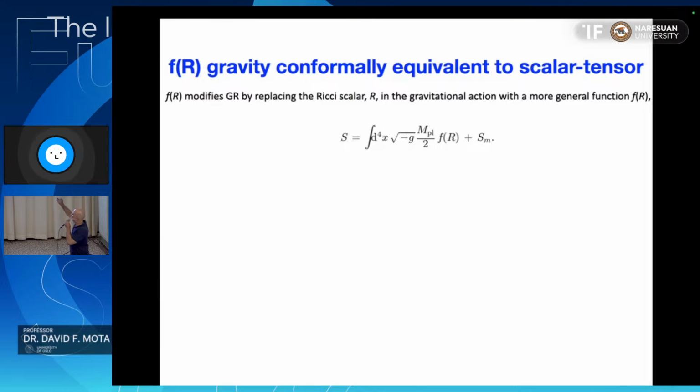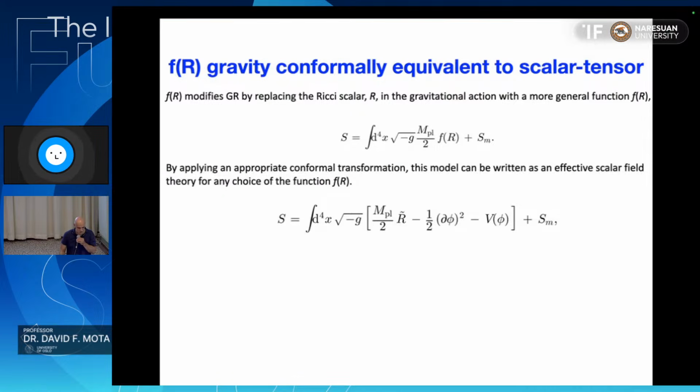So now I just put all the f of r together. I just have an action, and I put all the f of r. Now it's not r plus f of r, just the whole f of r and other fields. Here, I'm just showing you the steps to show how this theory of gravity is equivalent to a scalar-tensor theory. So instead of modifying the r part, I'm going to include a coupling to matter fields there. Okay, so this is what I will try to do.